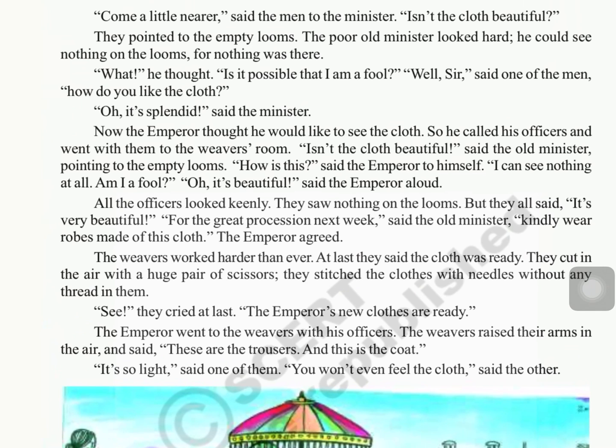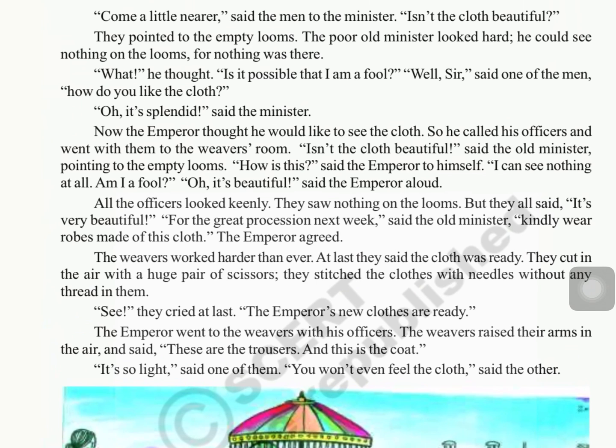So here what happened? All the officers looked keenly. They saw nothing on the looms, but they all said it's very beautiful. They also felt the same way, but none of them was ready to accept that they were fools. So they said it's very beautiful. Next week there will be a great procession, said the old minister. "Kindly wear robes made of this cloth."